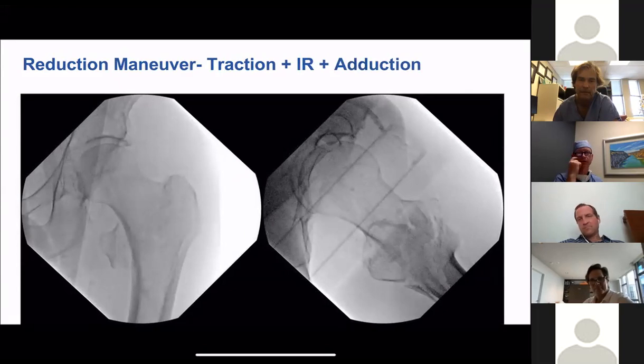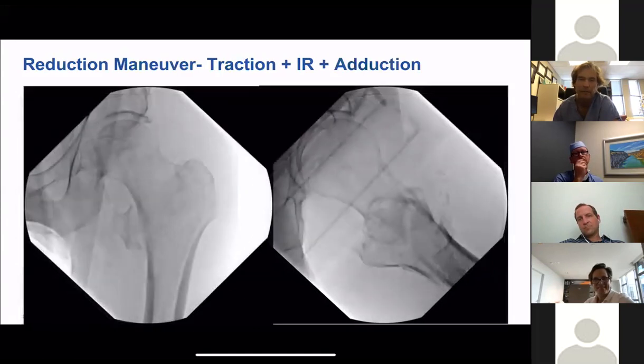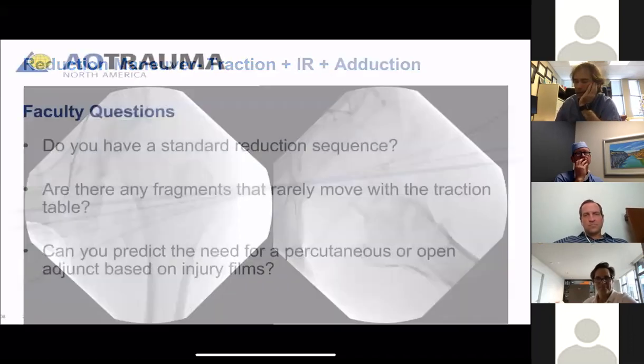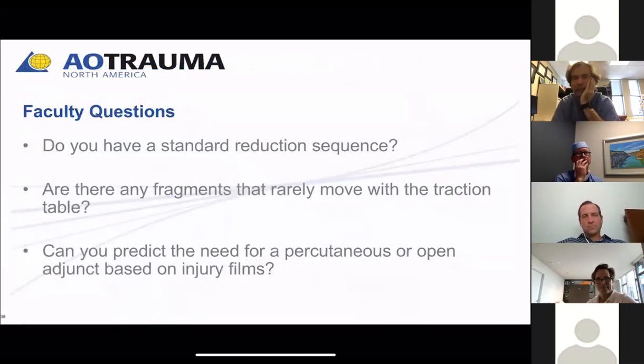This is traction, internal rotation, and adduction. I'm going through these fast because ultimately it doesn't really matter. Nothing's changing. These fragments are moving together. Once traction was created, somehow they locked in well enough to allow for rotation not to create a deformity. Same with adduction. So for the faculty, we can just start with you, Tom.